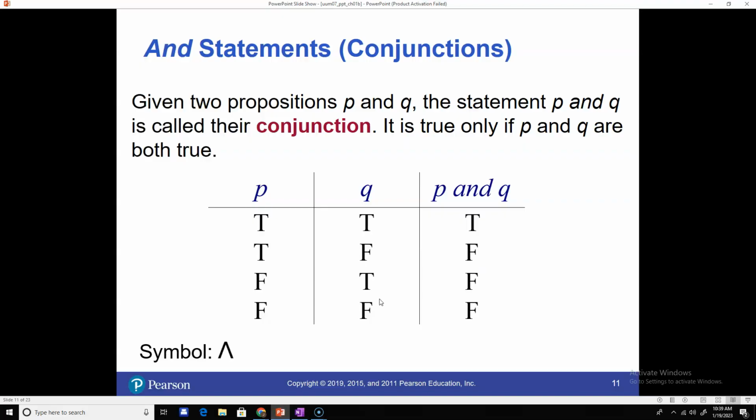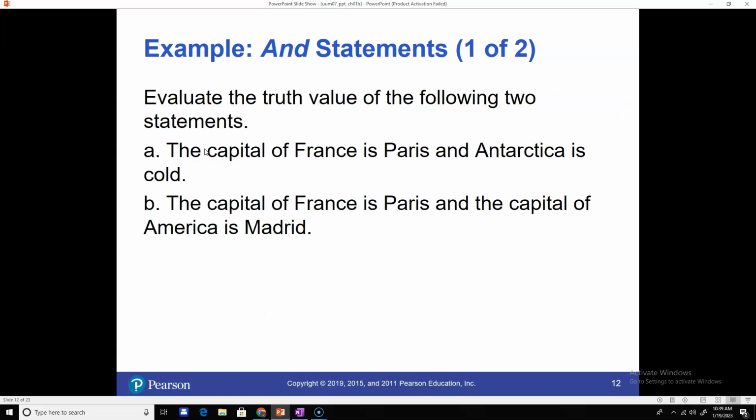Okay, so that's how AND works. If they're both true, P and Q is true. If any part is false, then the whole conjunction is false. So if we look at these, the capital of France is Paris. That part of the statement is true, and Antarctica is cold. That part of the statement is true. So since the first part and the second part are both true, that means that this statement A is also true.